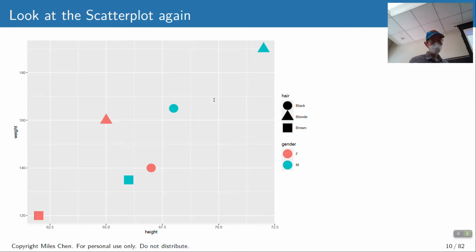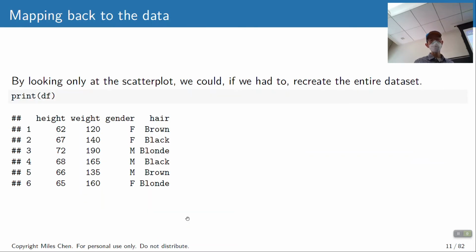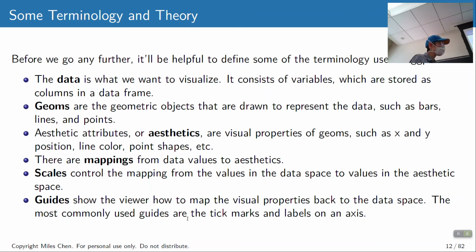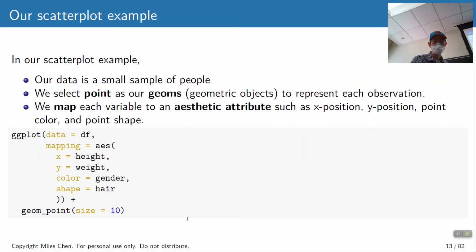If I had given you this thing and I had removed this legend, or I had removed the labels along the x-axis, you would not be able to recreate the data values. Okay, so those are necessary as far as going from the visual back to the data space.